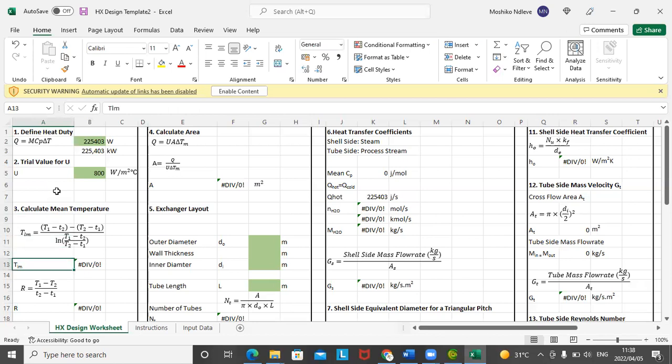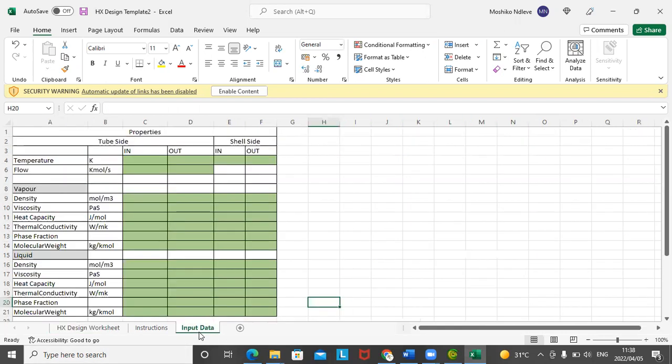Next, we now come to calculating the mean temperature difference. The way this spreadsheet has been designed is that in order for you to get answers, you need to input the correct data where it is required, right? So let's go to the input data. Before you even continue, what would be critical is for you to fill out this complete table, right?